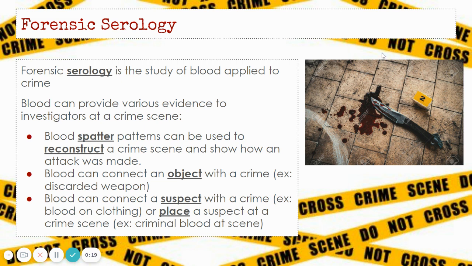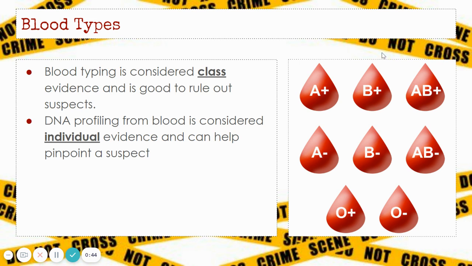For example, blood spatter patterns can be used to reconstruct a crime scene and show how an attack was made. It can connect an object with a crime, for example, if they find a discarded weapon. It can also connect a suspect with a crime, for example, if they find blood on a suspect's clothing. And it can also place a suspect at a crime scene. For example, if we find the suspect's blood at a crime scene, we can match it to them, and that way we know that they were present.